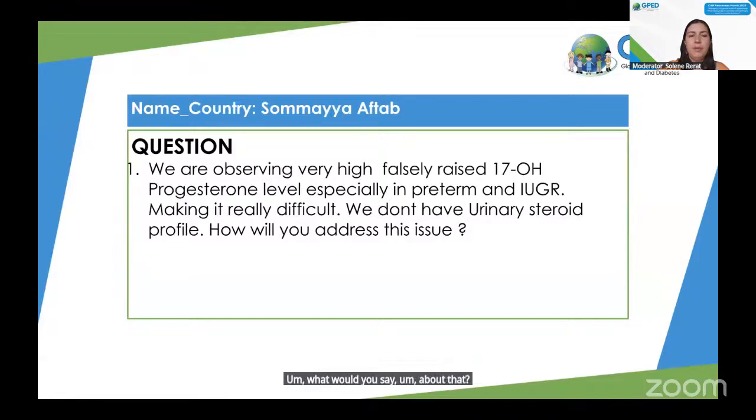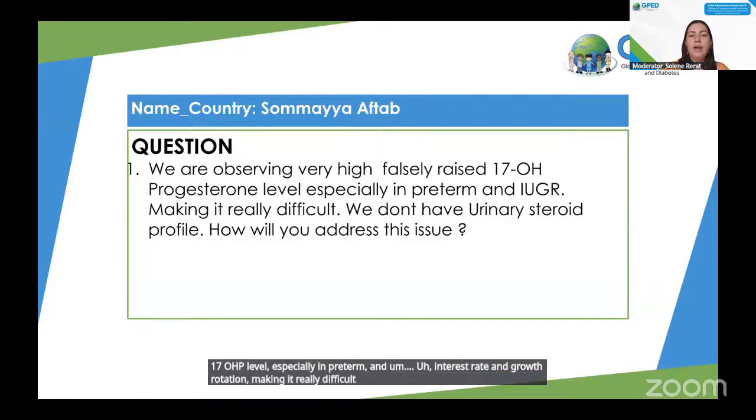We are observing very high 17-OHP levels, especially in preterm and intrauterine growth retardation, making it really difficult. And we don't have a urinary steroid profile. How will you address this issue?